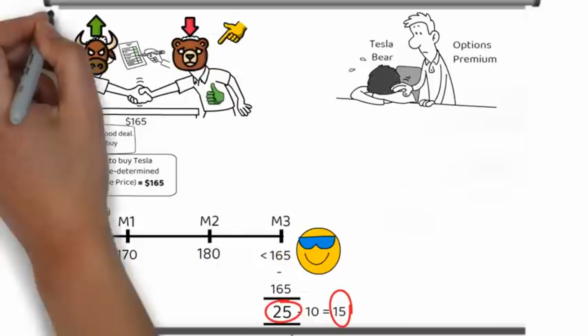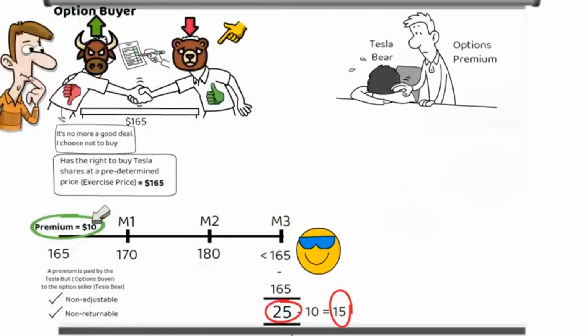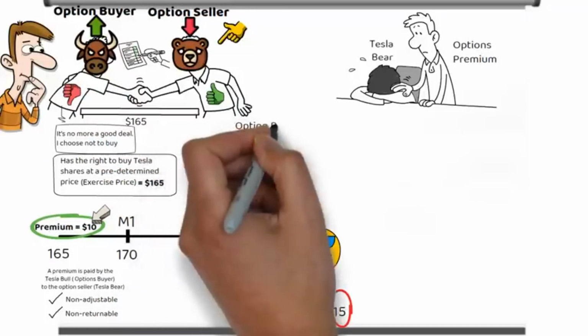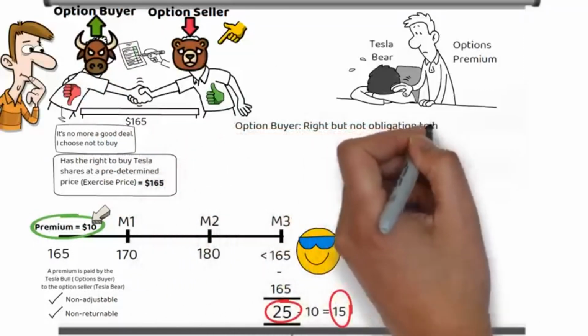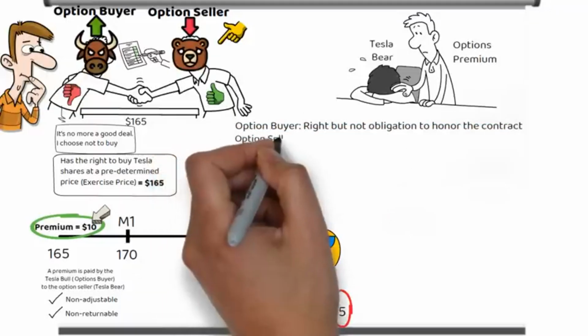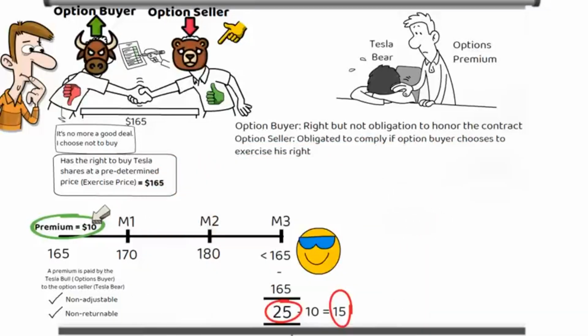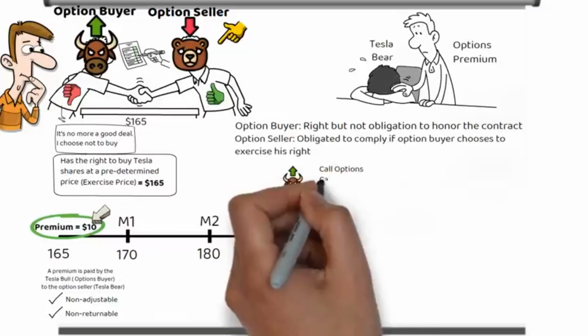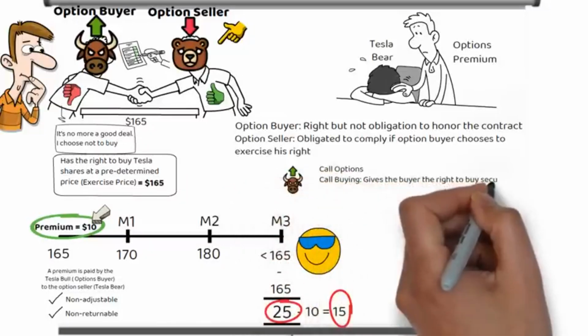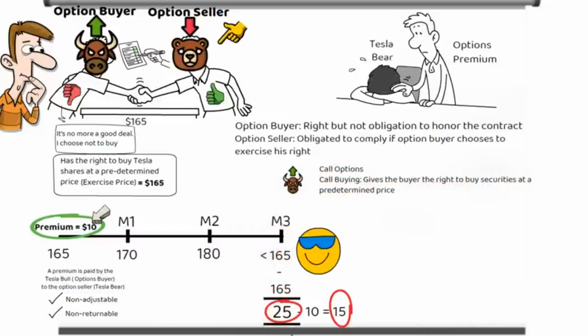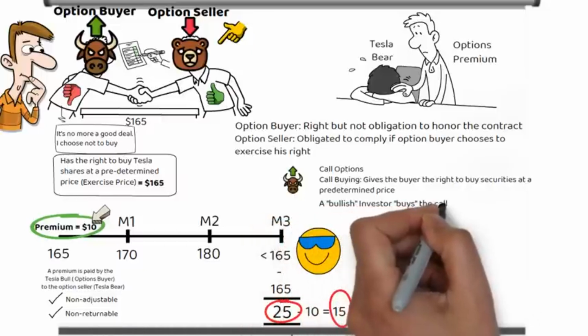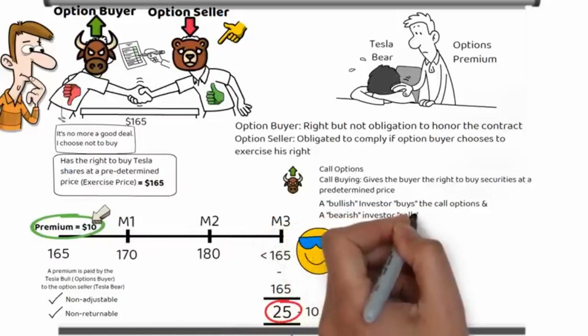In this example, the Tesla bull will be termed as an option buyer, and the Tesla bear will be termed as an option seller. An option buyer has the right, but not an obligation to honour the contract, and an option seller has an obligation to comply if the option buyer chooses to exercise his right. In the example, because the option buyer was bullish on the Tesla stock, the option he will use is a call option. A call option gives the buyer the right to buy securities at a predetermined price. A bullish investor here buys the call option, while the bearish investor sells the call option.